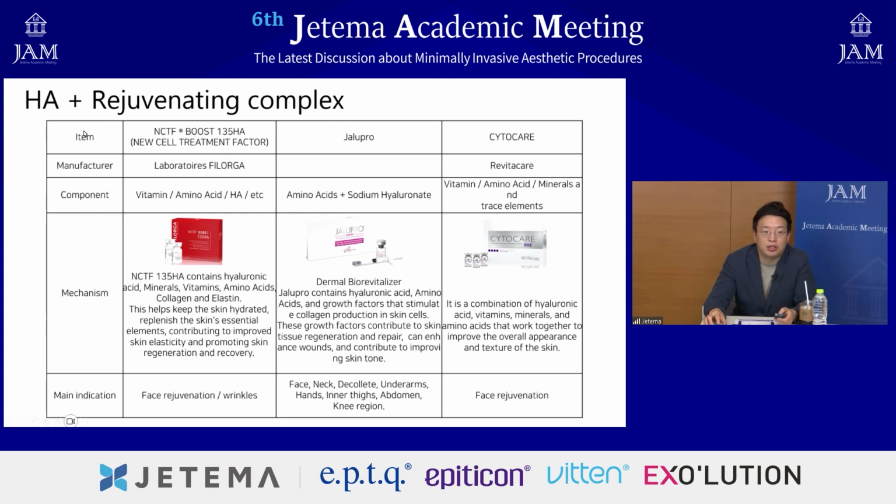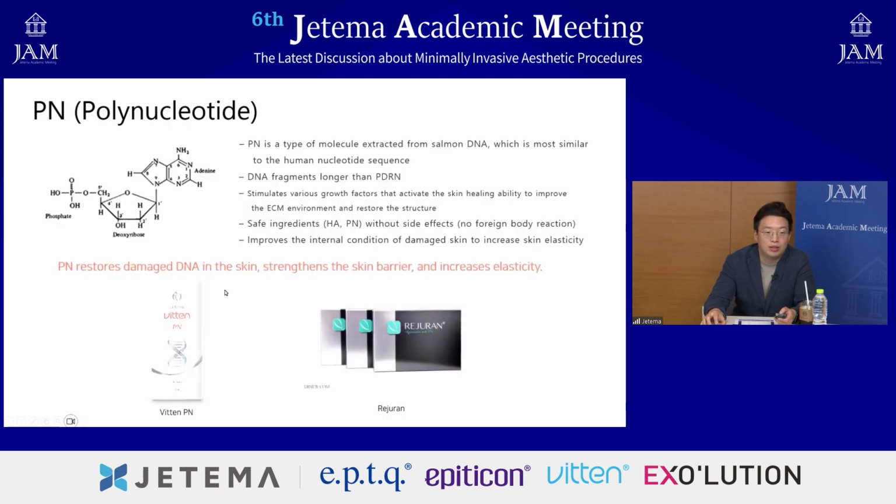And the second generation is HA plus rejuvenating complex. The famous one is NCTF Boost 135 HA. In addition to HA, vitamins and amino acids are included here, and it's also used for face rejuvenation. Let's go to the third generation, which is PN, polynucleotide. And polynucleotide is different from PDRN in that its DNA fragment is much longer than PDRN. So it stimulates growth factor and it's very safe compared to the fourth generation polymer.